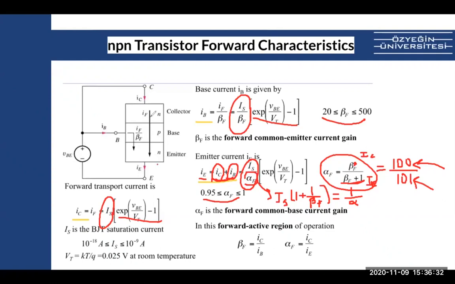Because the emitter current is so close to the collector current, but it is slightly more due to this very small, tiny base current. So IB is IC over beta, right? And IC over IE is, basically, this one, right? Any questions?